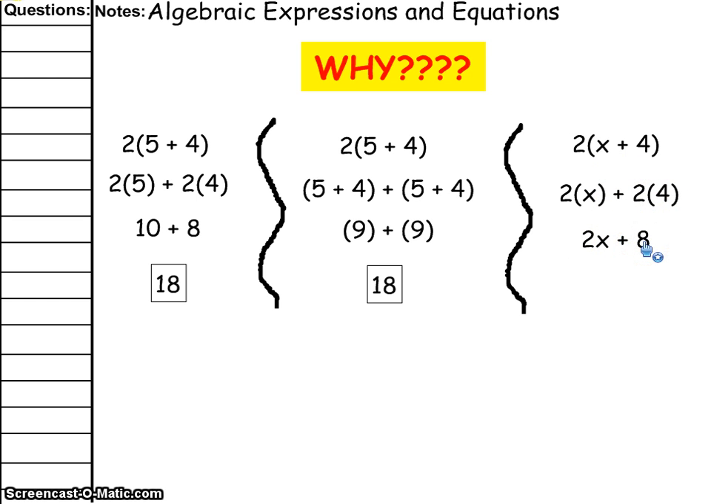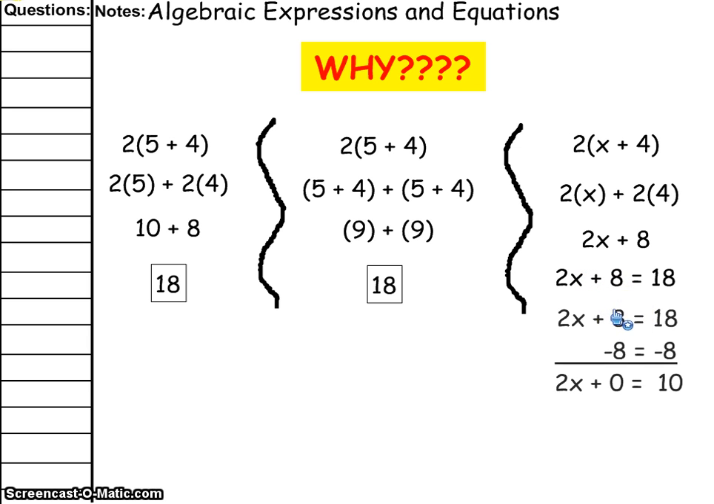Now let's say this is an expression right now since we do not have an equal sign. But if I were to make an equation and actually set this expression equal to 18, we'll be able to solve for the variable. So here we have 2x plus 8 equals 18. Again, I want to isolate my variable, but right now it's being added to 8, so I'll subtract 8 from both sides, and I'm left with 2x equals 10.